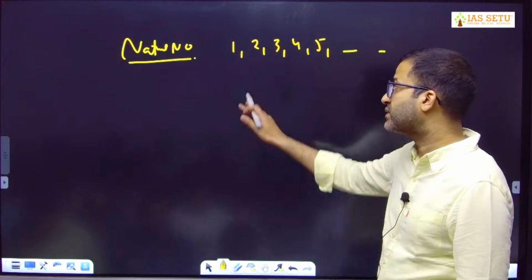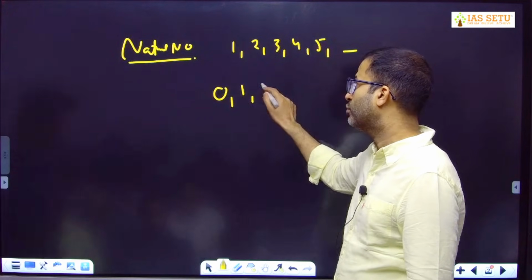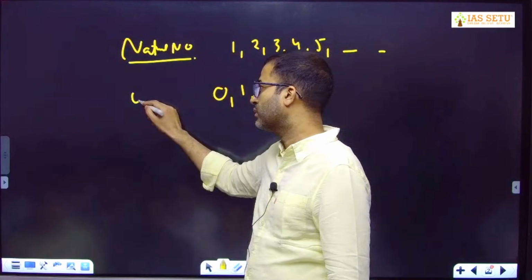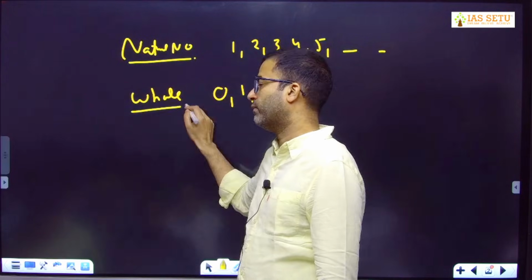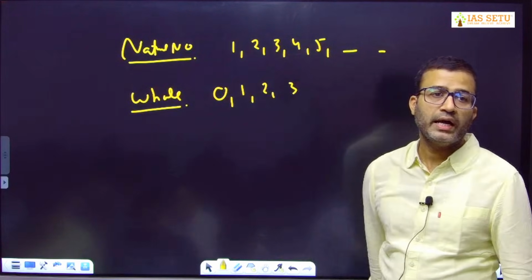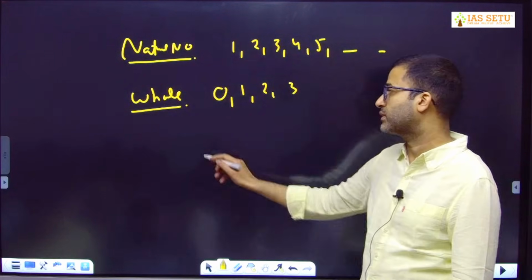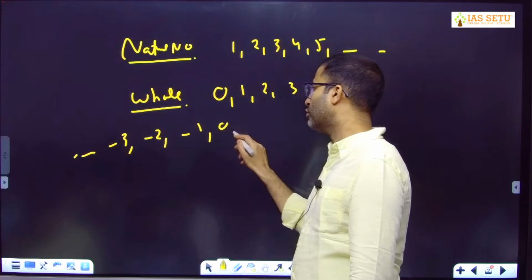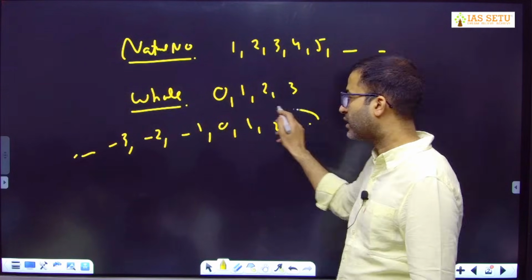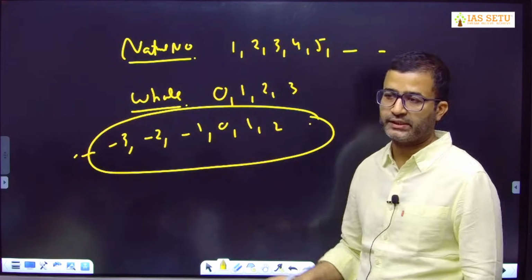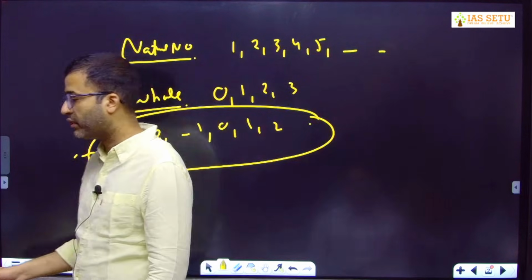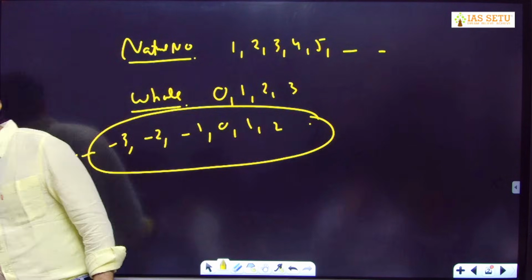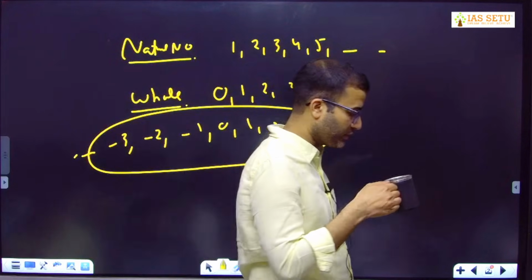Now tell me, in this natural number set, if I add 0, what does it become? Whole number. So it is a set of whole numbers. And to this whole number set, when I add negative integers, -1, -2, -3, along with 0, 1, 2, 3, it is a complete set of integers. So in whole numbers, if you add negative integers, it becomes a complete set of integers.